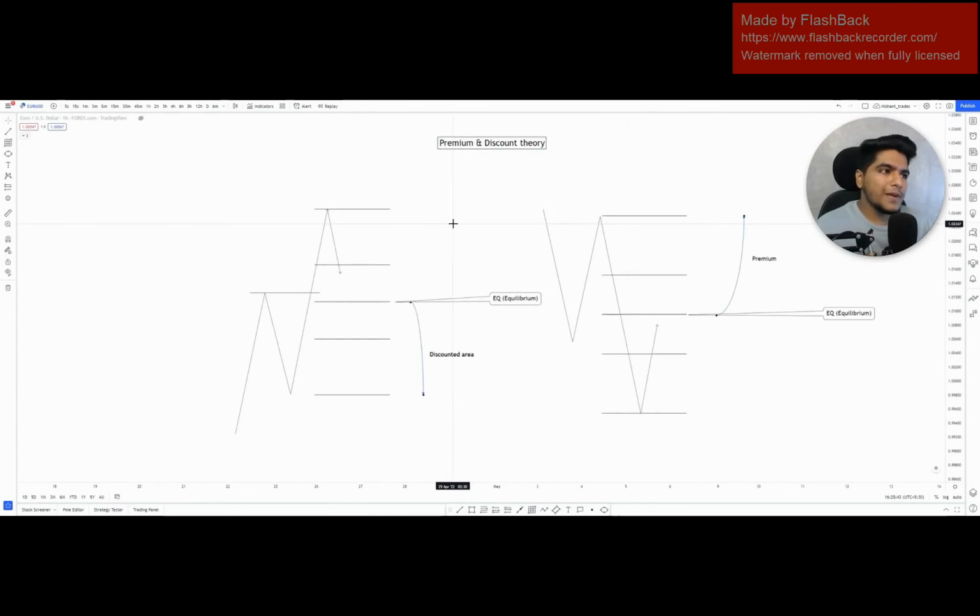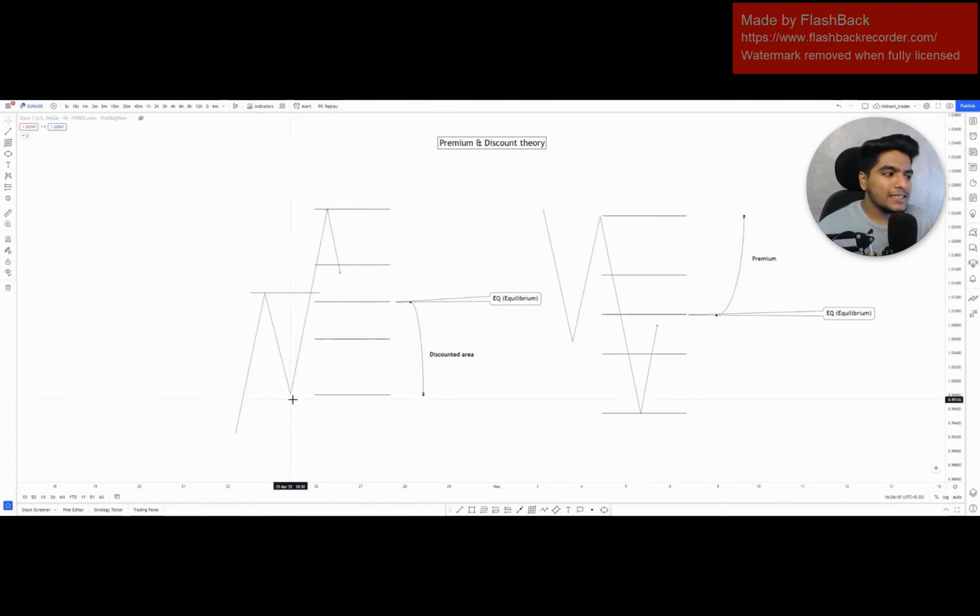Let's talk about premium and discount theory. Consider yourself buying something. If you're buying something, what will you look for? Discounts. It's normally a human tendency to always be attracted towards discounts if you are buying. The same goes in the markets as well. If you want to look for longs, you will look for discounted pricing. What do I mean by that?